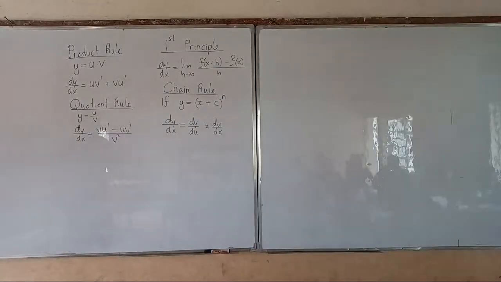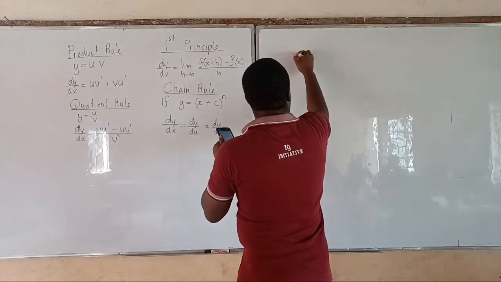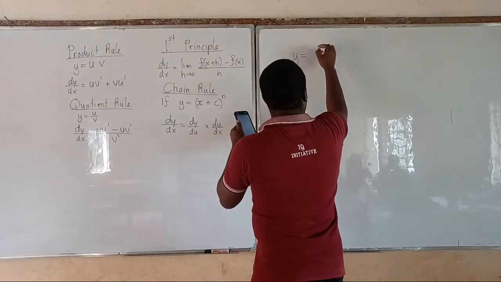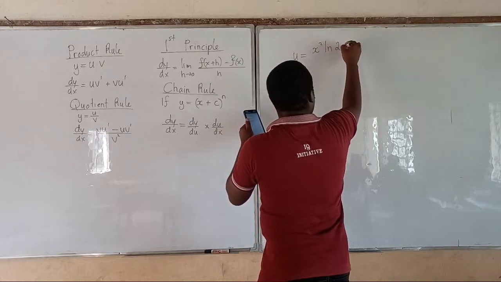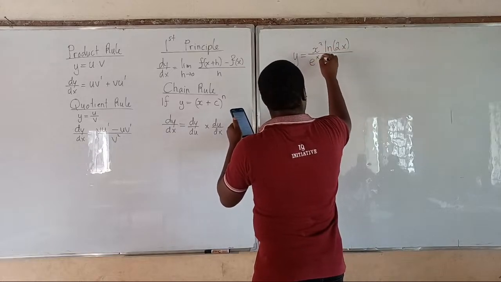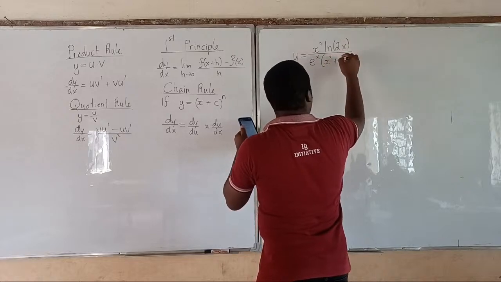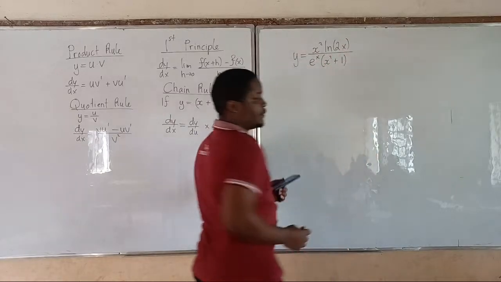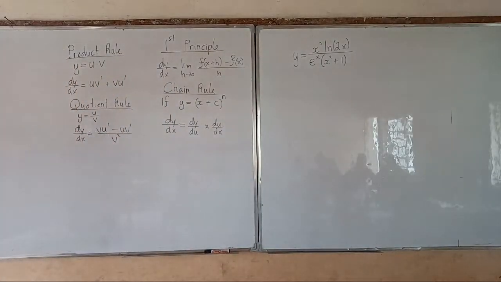The question says, given that y is equals to that, find dy dx. So the question is, y is equals to x squared ln 2x divided by e to the x squared plus 1. Find dy dx. How many marks? 5 marks. The question is, which method did we use? Anyone to try?